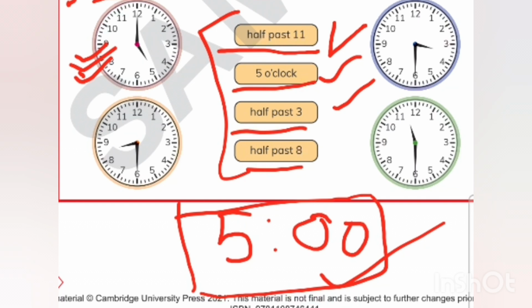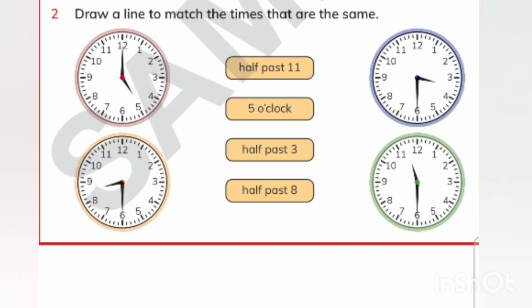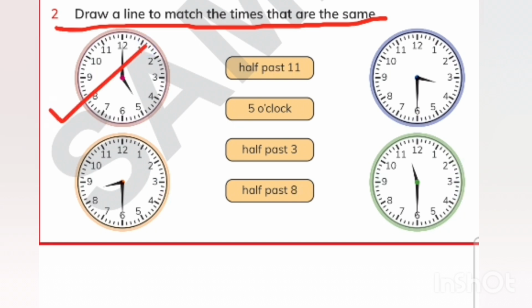Now what we have to do, we have to read the instruction words carefully. All the time I am telling you, try to read these instruction words carefully, so that you can understand what you have to do. Draw a line to match the times that are the same. We have to match the time here. In this clock, what is this? 5 o'clock. So this is 5 o'clock, the second one. So we will match like this.